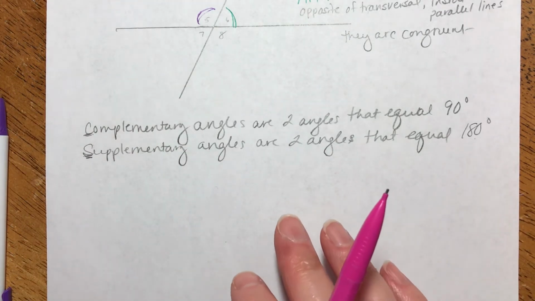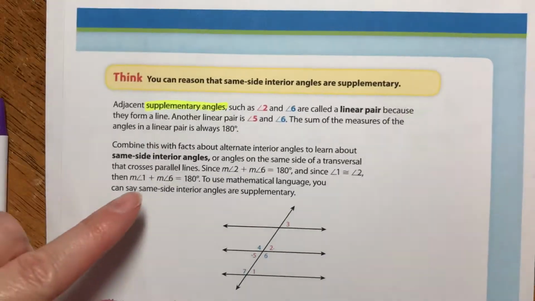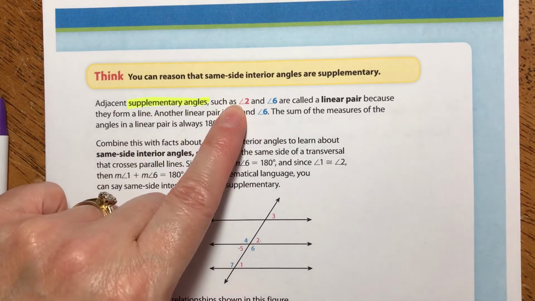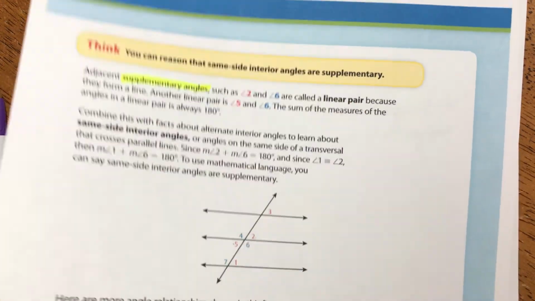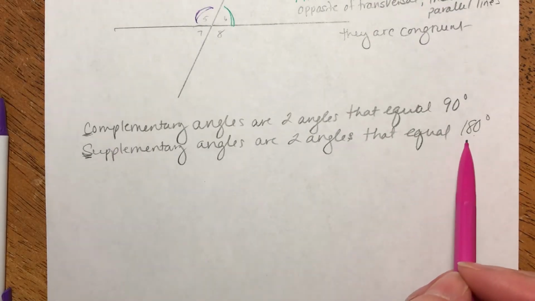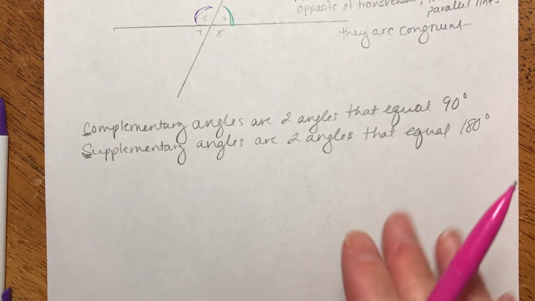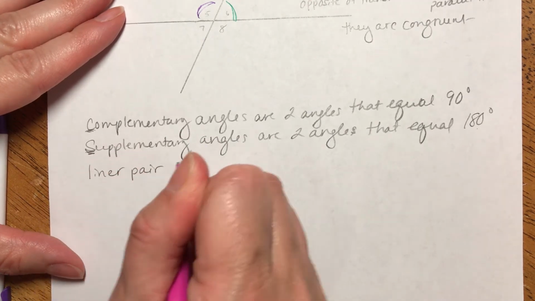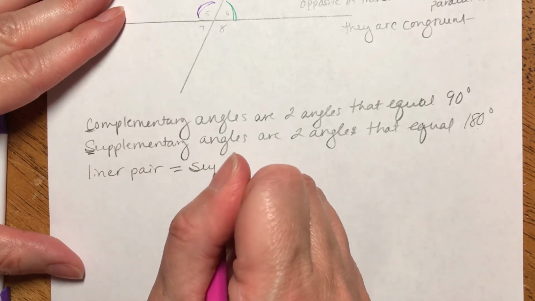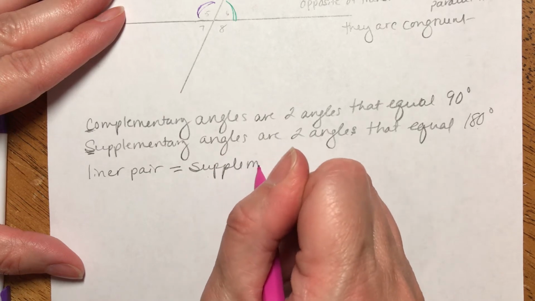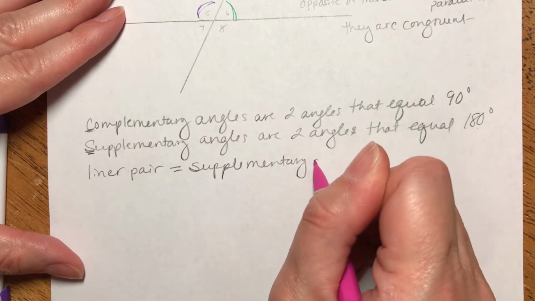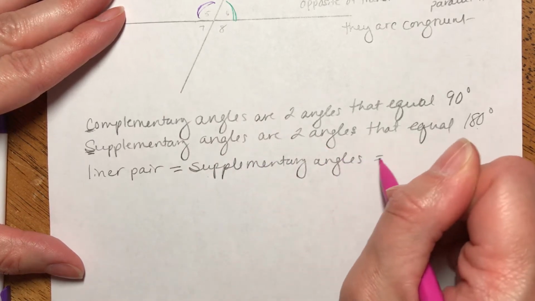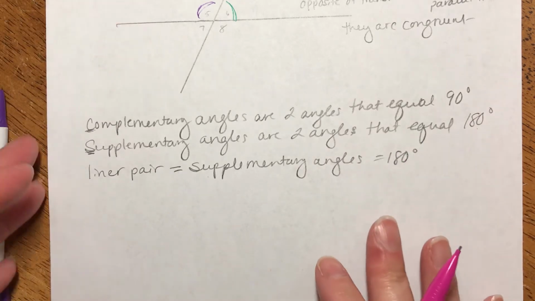Okay? So they're telling you that supplementary angles are linear pairs. Well, yeah, they make a line, hello, 180 degrees. So a linear pair is the same as supplementary angles. And they all equal 180 degrees. They make a straight line, okay?